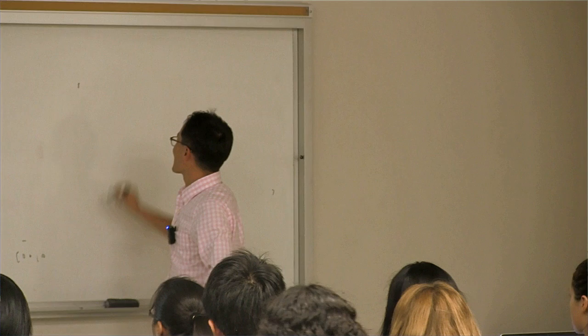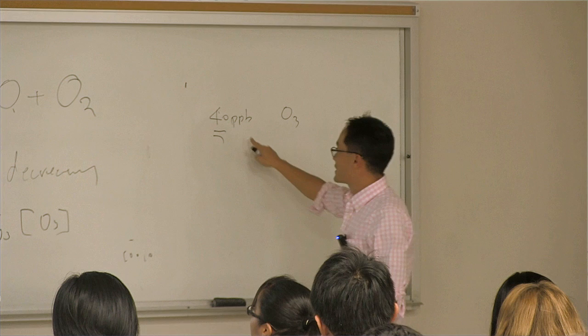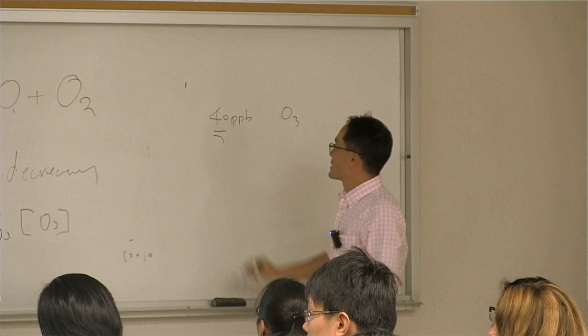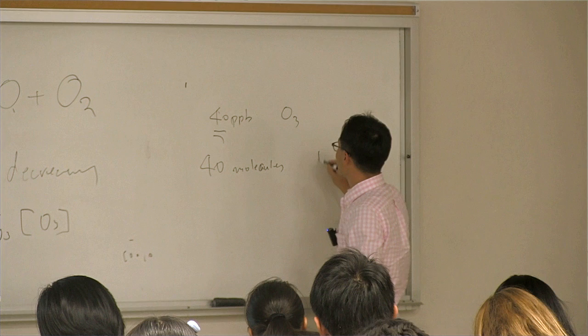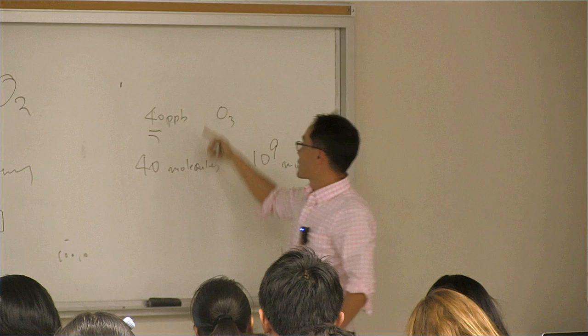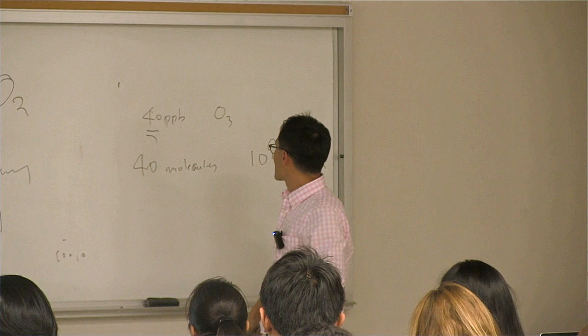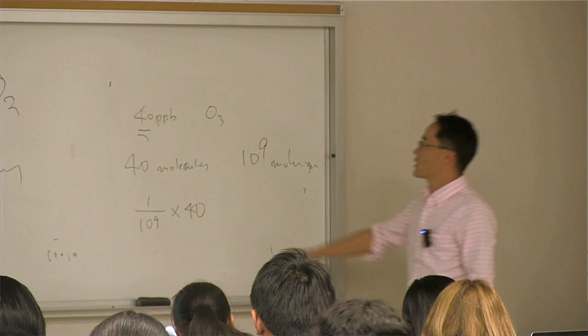So let's assume 40 ppb of ozone. So what's the definition of this? Yeah, that's basically reading. Let's go a little deeper than that. There are 40 molecules of ozone in a billion molecules, in 10 to the 9 molecules of gas, right? Is that right? So this is a kind of fraction, and although we call it ppb, this is basically a scalar, right? So in terms of fraction, we can say this is the fraction of ozone molecules in the atmosphere. Is that right?